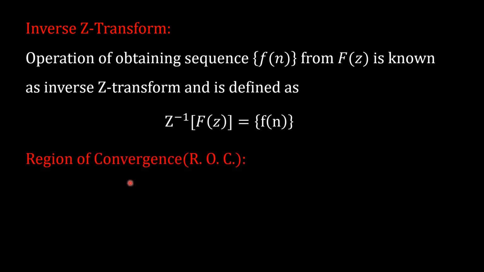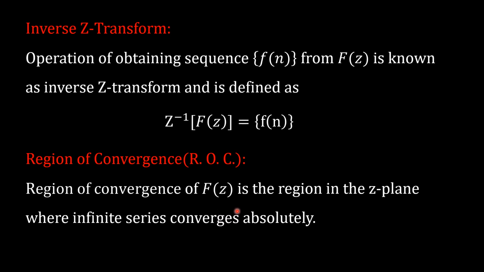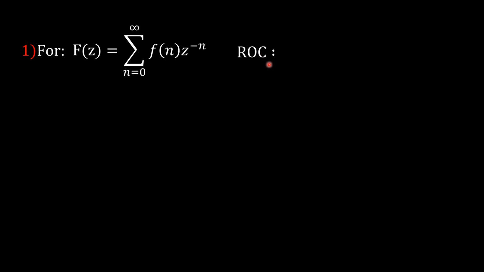Next is the region of convergence. The region of convergence of f of z, that is the Z transform, is the region in the Z plane where that infinite series converges absolutely. Consider f of z equal to the summation from n equal to 0 to infinity of f of n z raised to minus n. This is the Z transform for non-negative n. Then the possible region of convergence is mod z greater than a.